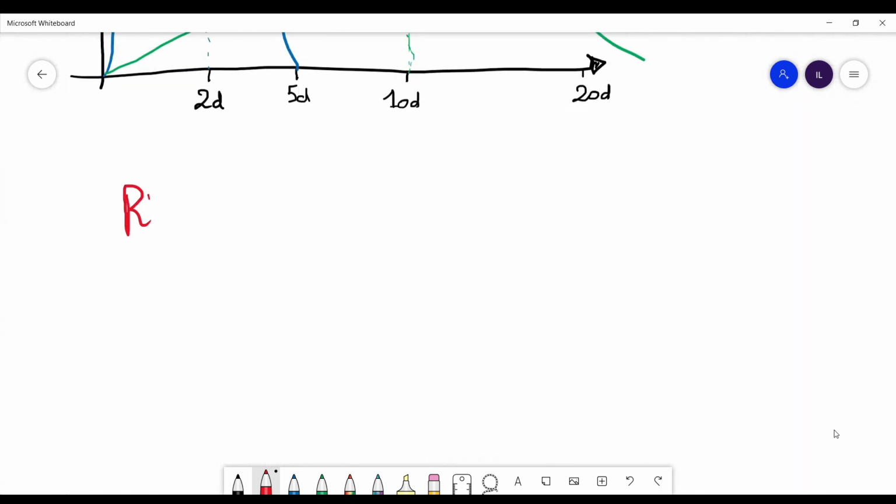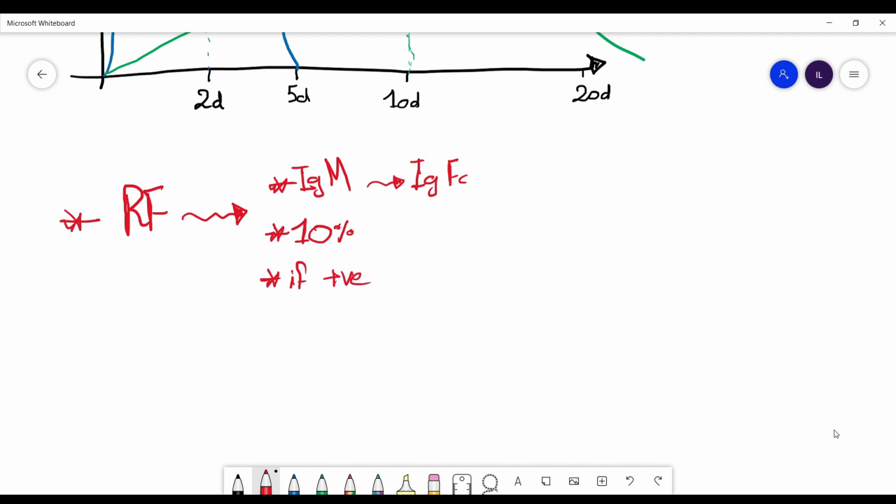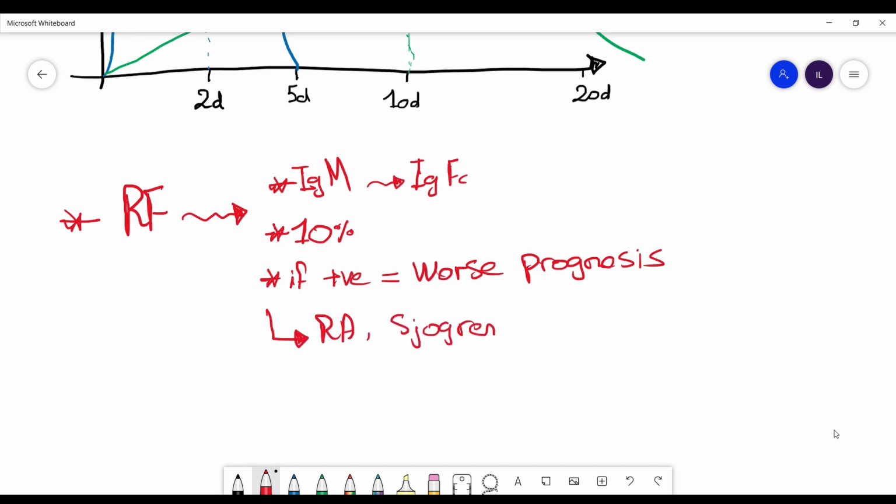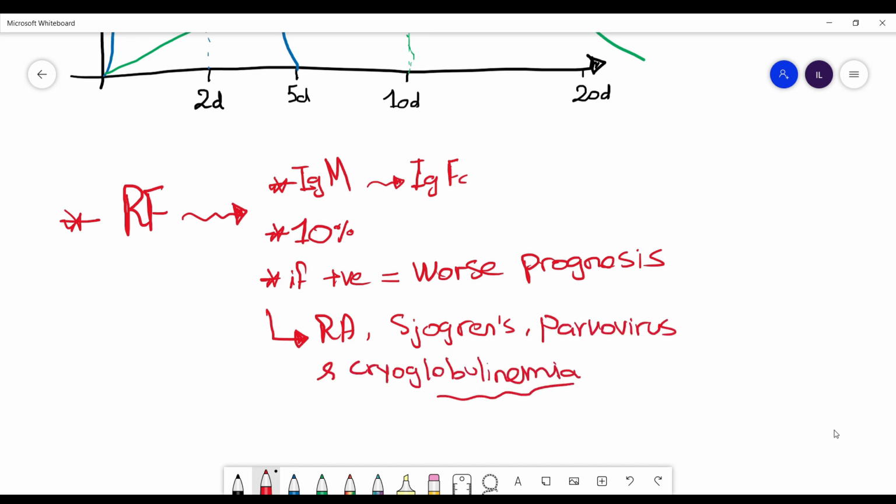Now next, we'll talk about the rheumatoid factor, which we know is an IgM against the Fc portion of the IgG. Now it's important to remember that 10% of the population will have rheumatoid factor positive without any disease. And what does it mean if it's positive in rheumatologic diseases? It means that the patient has worse prognosis. Now it can be seen in rheumatoid arthritis, Sjögren's syndrome. It can also be seen in parvovirus infection and cryoglobulinemia. And that means that rheumatoid factor is not specific for any rheumatologic disease. And actually, it's more sensitive in other diseases other than rheumatoid arthritis, like cryoglobulinemia.